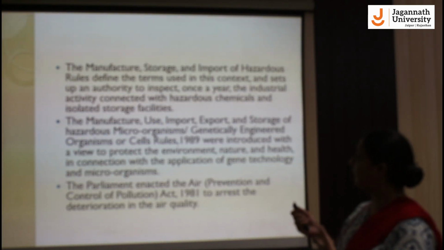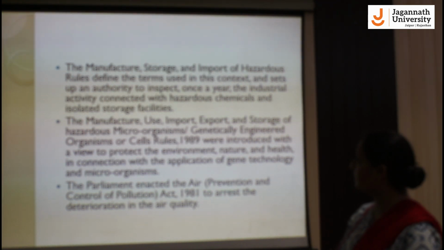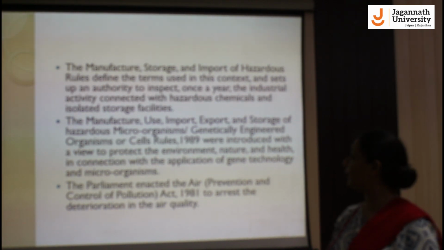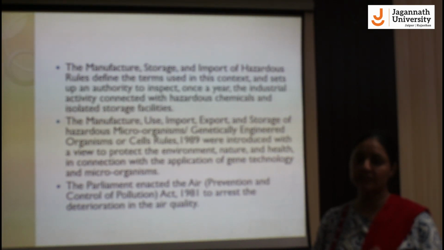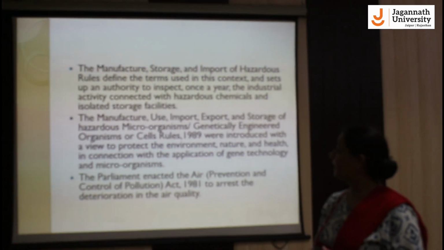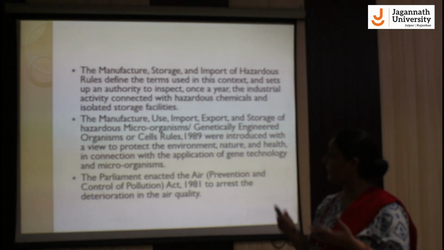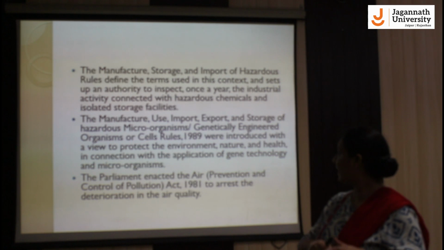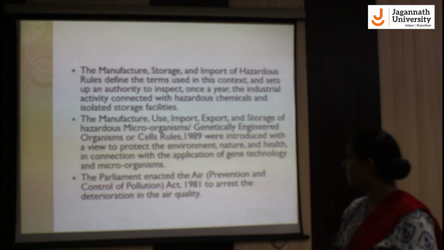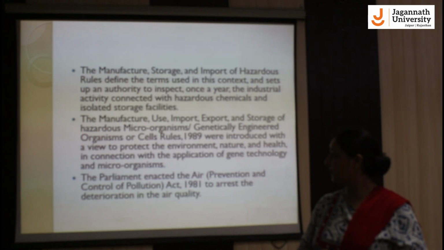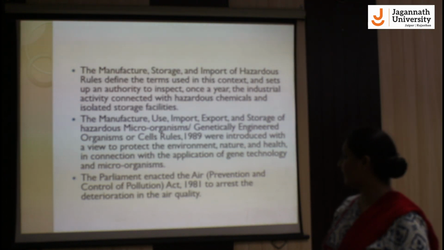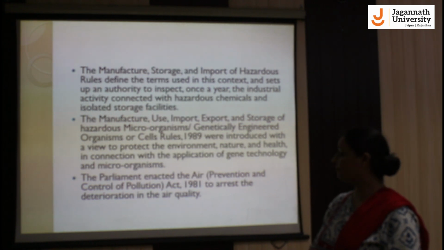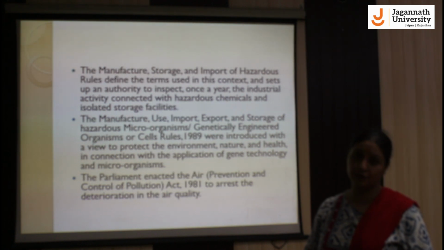Apart from these, we can also discuss in this act the Manufacture, Storage and Import of Hazardous Chemicals Rules, which define terms used in this context and set up an authority to inspect once a year. That means it is a part of audit. It covers industrial activity connected with hazardous chemicals and isolated storage facilities. The rules on manufacture, use, import, export and storage of hazardous microorganisms, genetically engineered organisms or cells, 1989, were introduced with a view to protect the environment, nature and health in connection with the application of gene technologies and microorganisms.